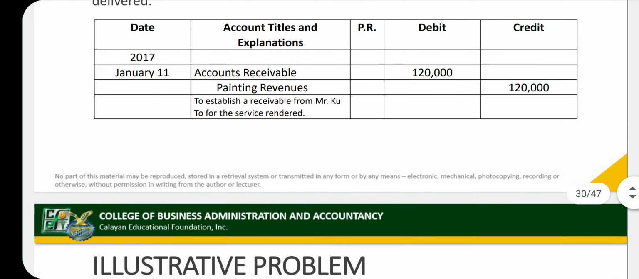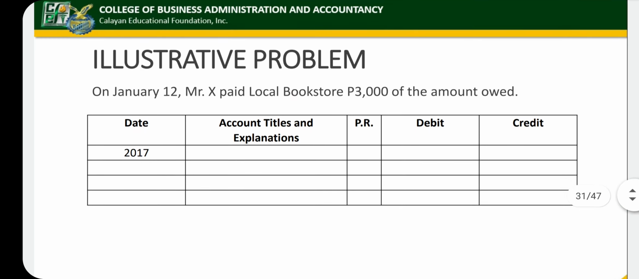Okay. So, for the next example, on January 12, Mr. X paid local bookstore 3,000 of the amount owed.